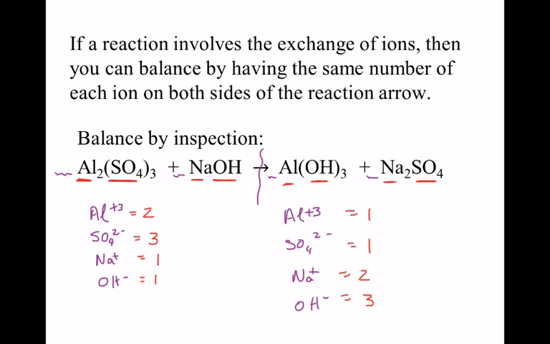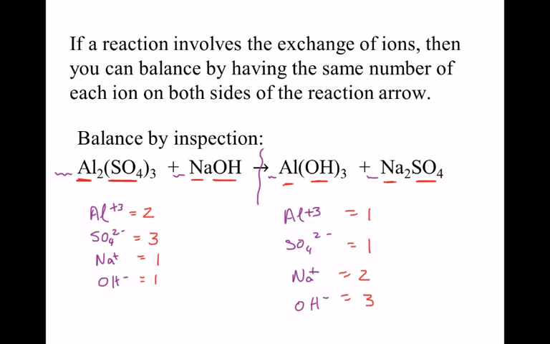But I'm probably going to focus on what I think is maybe the messiest. So for instance, I have 3 SO4 groups over there to start with, and I only have 1 SO4 group over here. So I know I gotta increase my quantity on the product side. So I think maybe I'll start there this time.